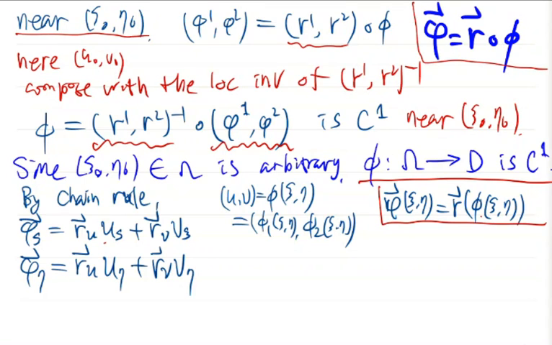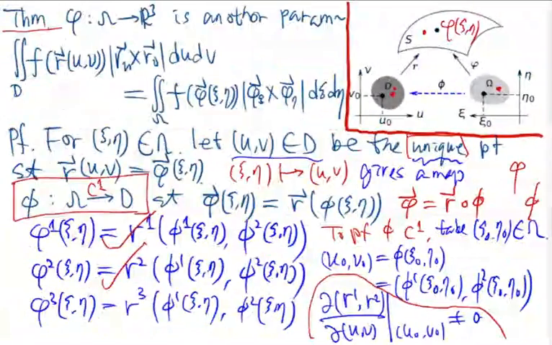Okay, so we compute their cross product. With this we have phi_c cross phi_eta. Why do we compute this? Because in our theorem we have this. Okay, so we need to compute this.